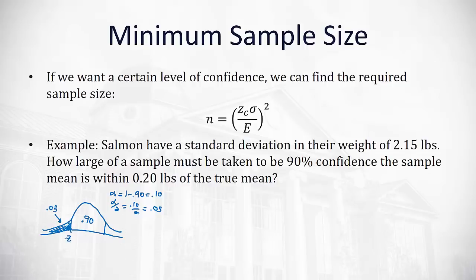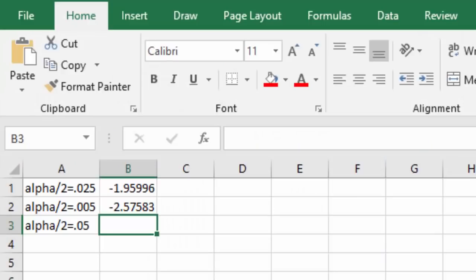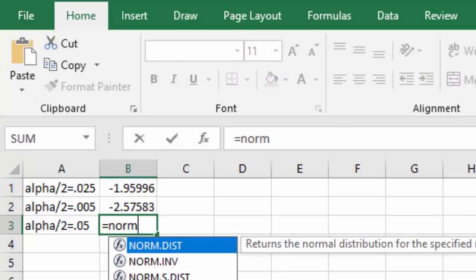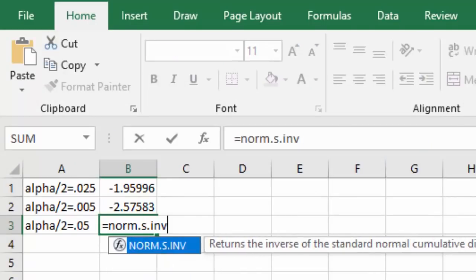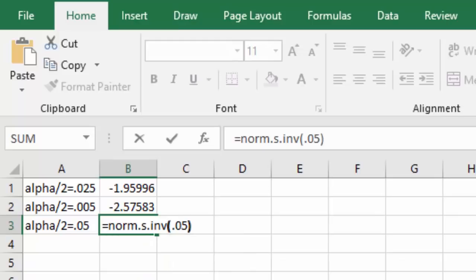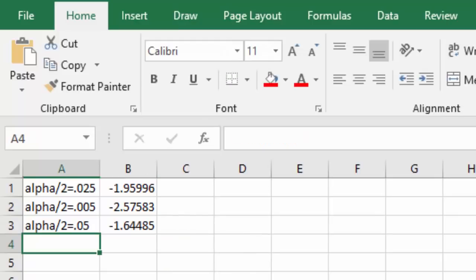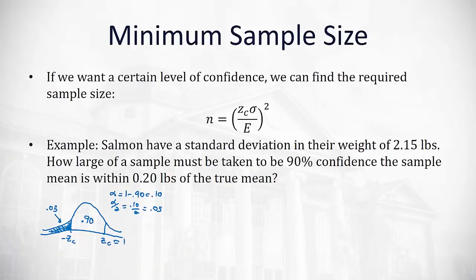So we'll use Excel to find our negative z sub c and our z sub c that give us that situation. To get that, we'll say equals norm.s.inverse. We want an area of 0.05. And we get negative 1.64. That means our z sub c is 1.64.